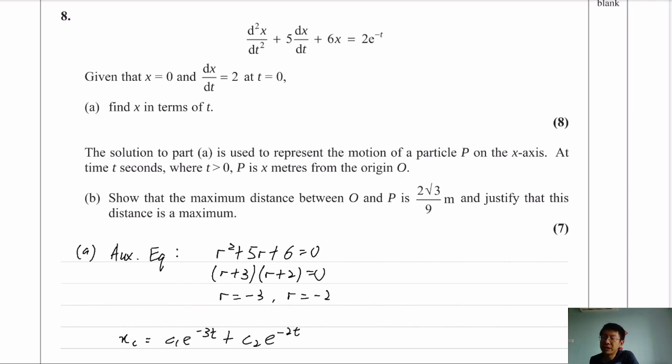For the first one, we are already given the second order DE, and also given the values x equals 0, and dx/dt equals 2 when t equals 0. So find x in terms of t.